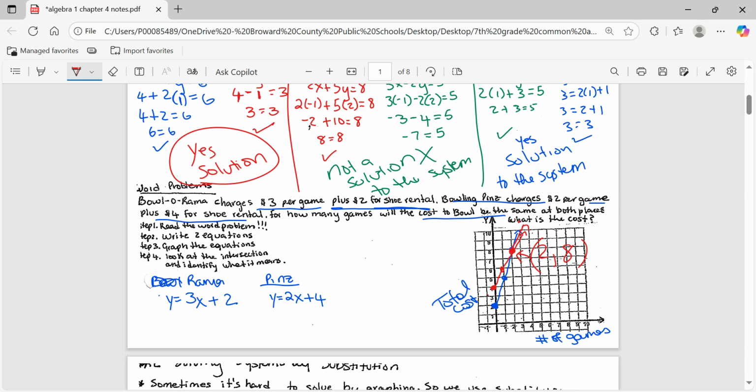Graph the equations, look at the intersection, identify what it means. Okay, so what does this actually mean? That means 2 is your number of games, that's your X, and Y is your total cost, 2, 8. That means that after 2 games, they would play the same amount. And that amount is $8.